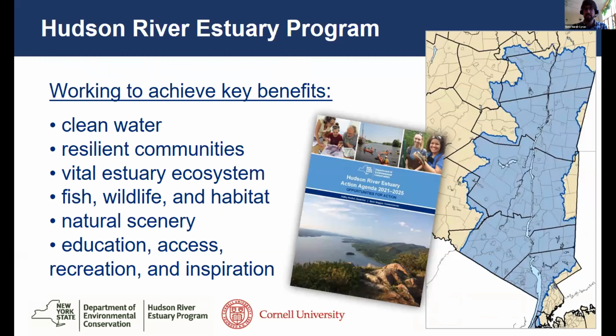So if you don't know what the Hudson River Estuary Program is, it's a uniquely non-regulatory program of the New York State Department of Environmental Conservation through a partnership with Cornell University. And we work to achieve many key benefits that I have shown here on the slide, and really working with communities and land trusts to accomplish this through things like grants, technical assistance, and educational programming. So many of you may be familiar with some of our work.